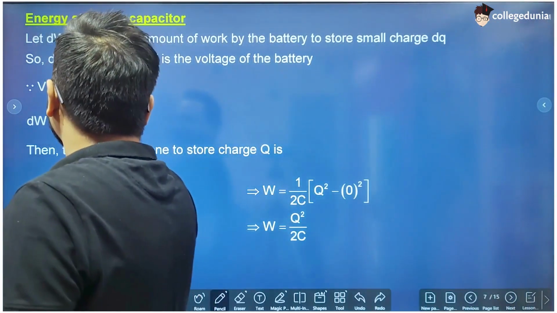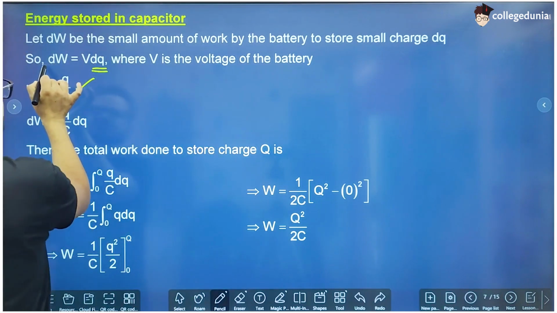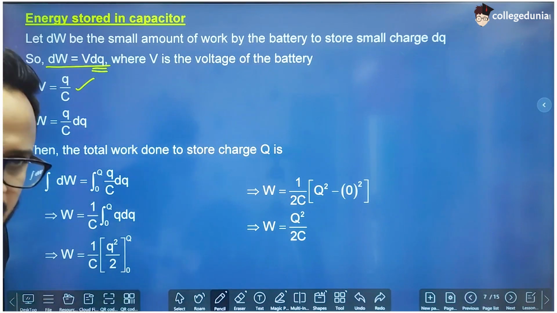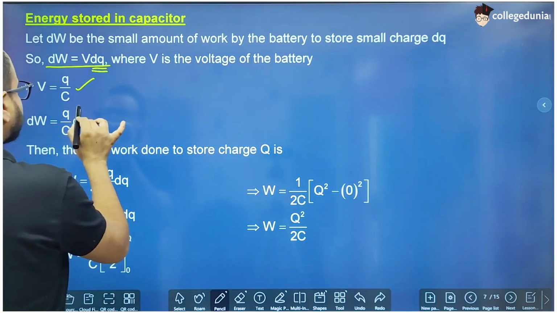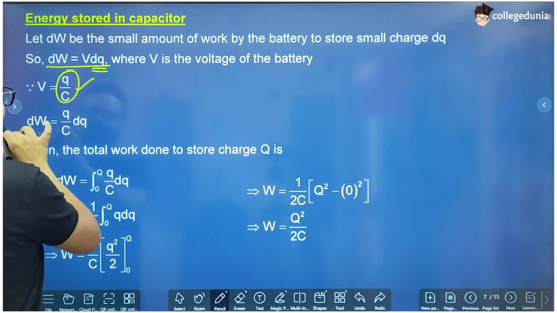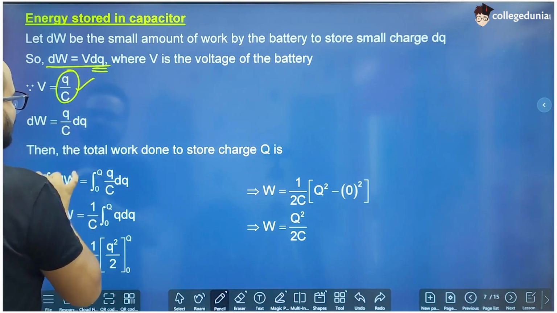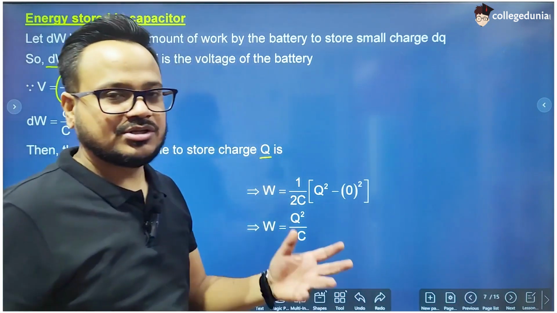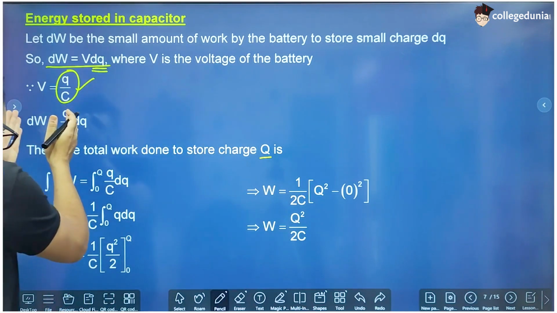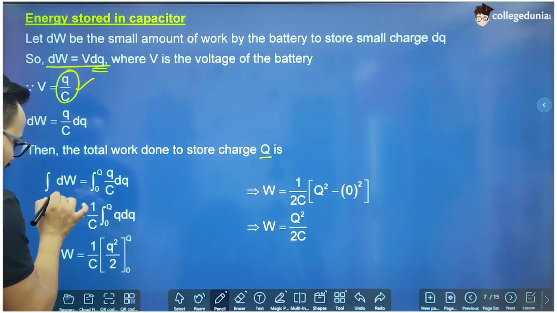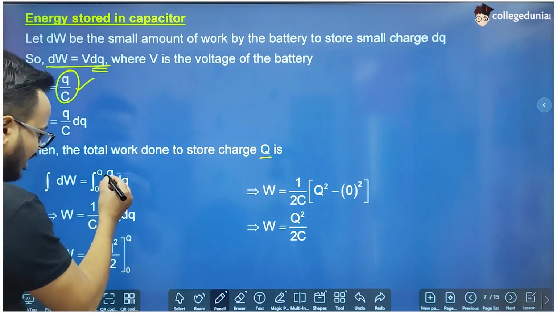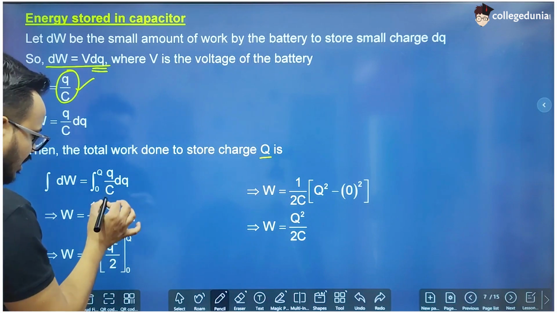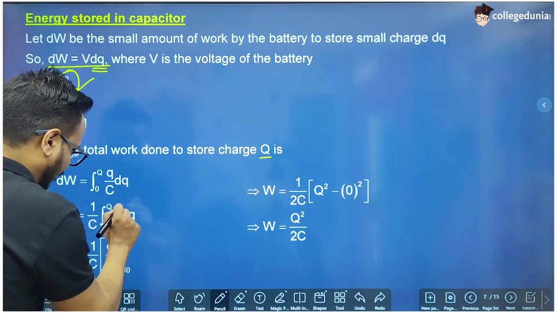So for that, the work done by the battery is dW, which is given as dW equal to V into dQ, because the potential difference between the plates of the capacitor is V. So now in place of V, let us put Q by C. And the total work done to store the total charge, capital Q, is the integration of this. So the integral of dW becomes W, and in Q by C, 1 upon C is constant, so we took it outside. Now it is Q dQ. So the power of Q is 1.